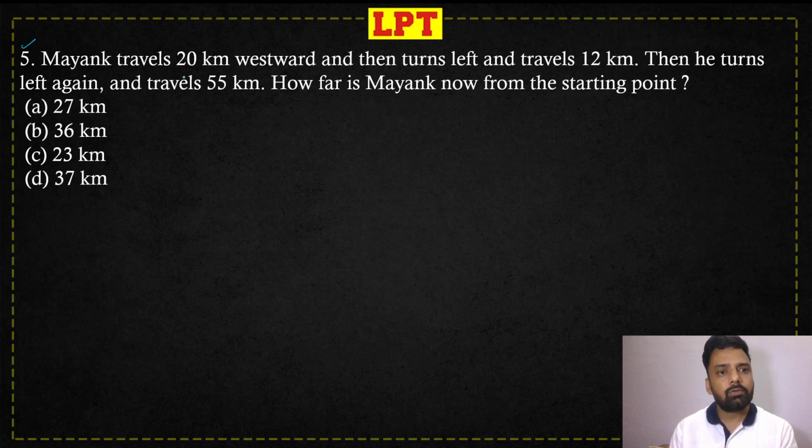Okay. Next situation is Mayank travels 20 kilometers westward and then turns to his left and travels 12 kilometers. Then he turns left again and travels 55 kilometers. So how far is Mayank now from the starting point? Okay, so what is Mayank doing? Mayank is traveling 20 kilometers towards the west. Let's say this is the starting point. So he is traveling 20 kilometers in the west.